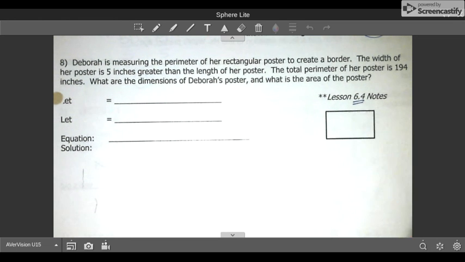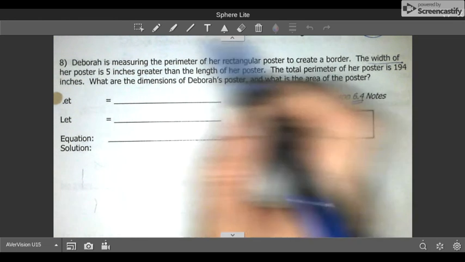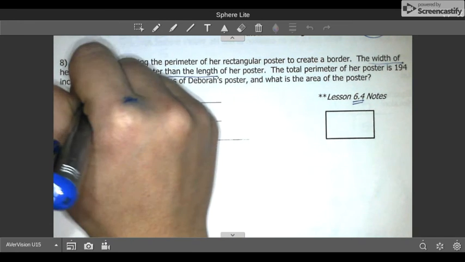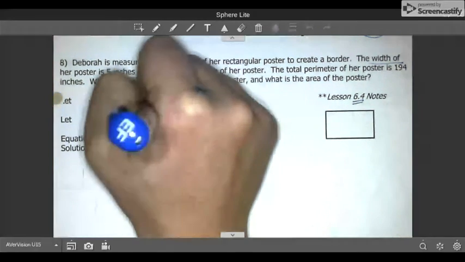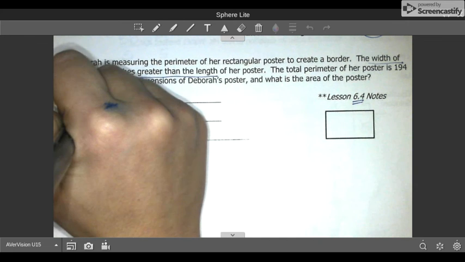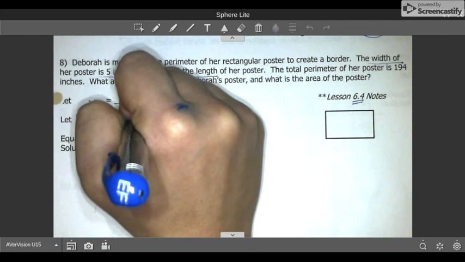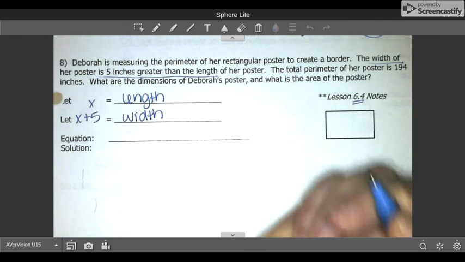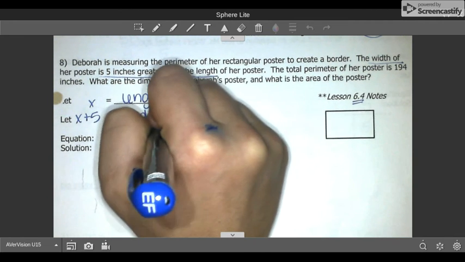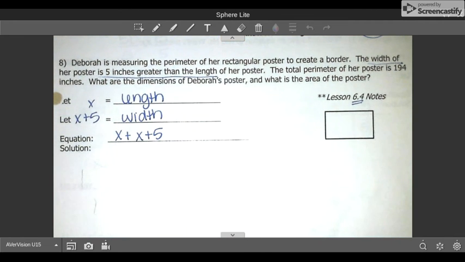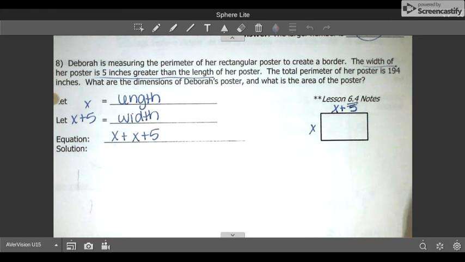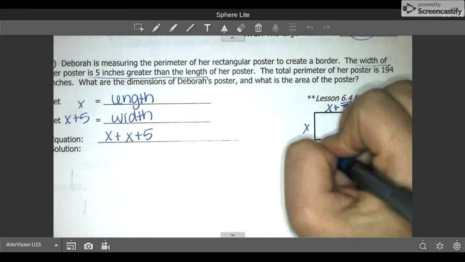Okay, so first, what am I building off of? The width of her poster is 5 inches greater than the length. So we're going to let x equal the length of the poster. And the width is 5 inches greater. So if I add 5 inches, that's the width. Now, the thing that people do wrong here is they add the length and the width together. But that would be like adding just 2 of the sides. And the perimeter is all 4 of the sides.